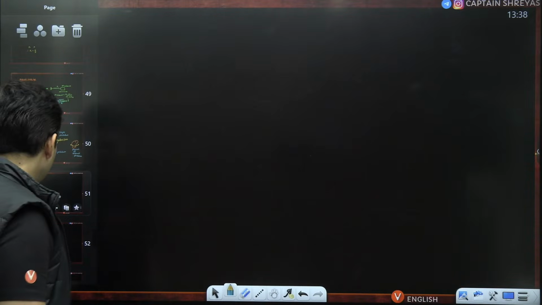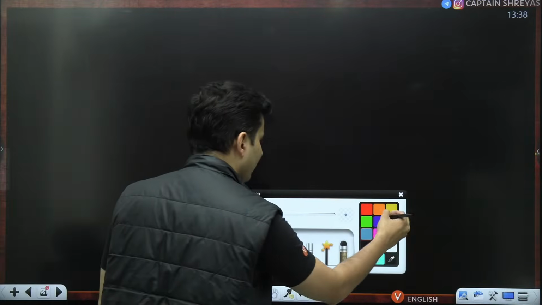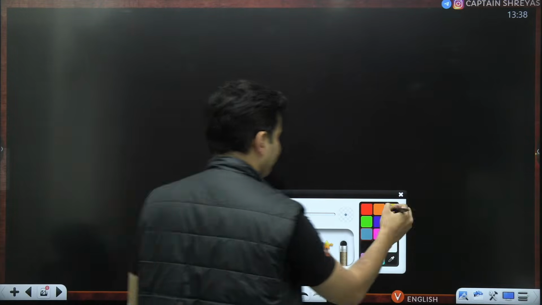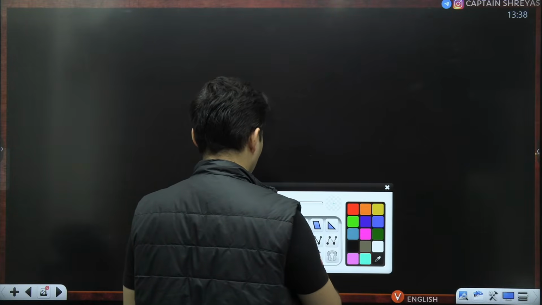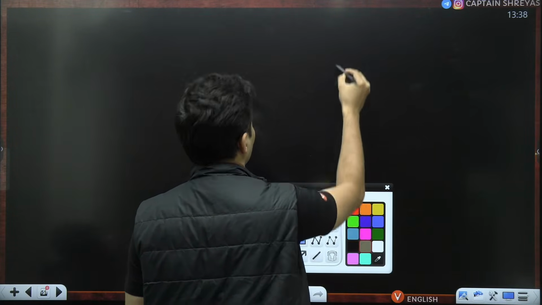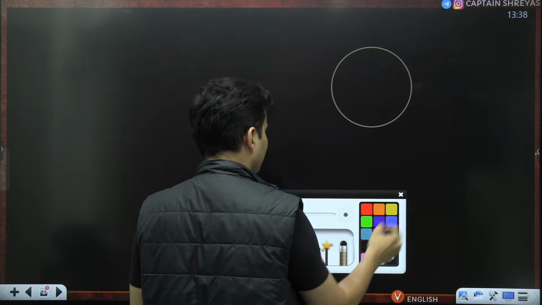So what will be different for an angular SHM, you might ask? Say for example, say this is a circle which we consider.